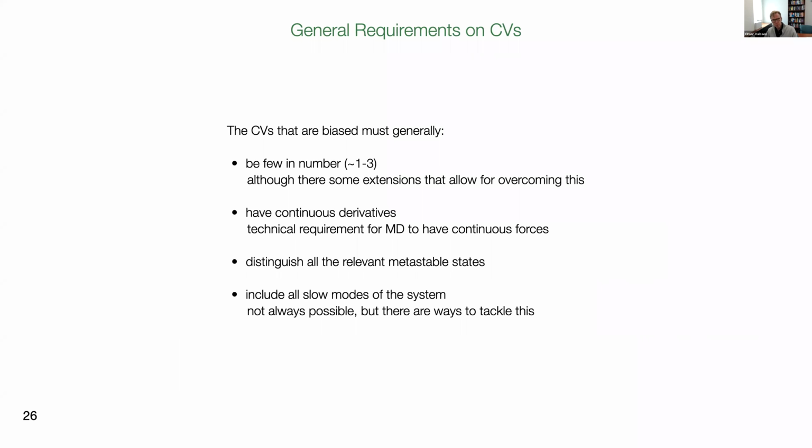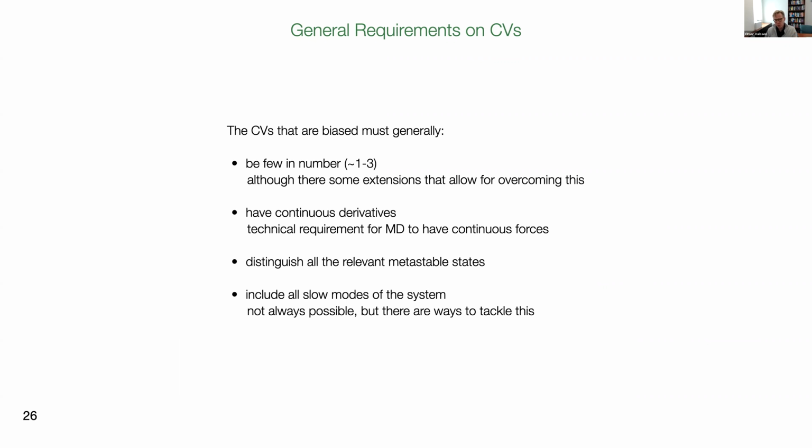But maybe I want to say a few general requirements of these collective variables, which are quite general for any given collective variable-based method. Normally, when we select the collective variables that we want to bias, they must be few in number. Most methods cannot really handle more than maybe 1, 2 to 3 collective variables, although there are some extensions that allow for overcoming this.